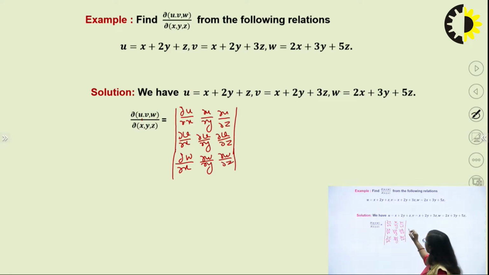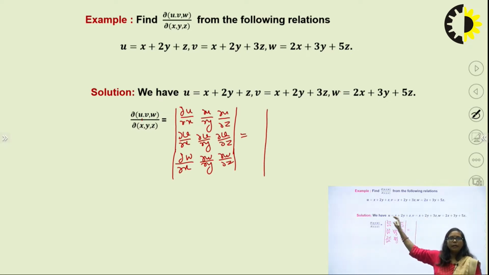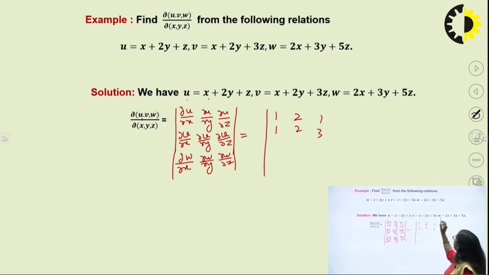Now, after writing the definition, we just need to find all these partials for the given relation. Finding the partials, from here it's clear that del u by del x is equal to 1, del u by del y is 2, and del u by del z is 1. Similarly in the second row, del v by del x is 1, del v by del y is 2, and del v by del z is 3. In the third row, del w by del x is 2, del w by del y is 3, and next is 5. So this is the determinant which gives you the value of the Jacobian.